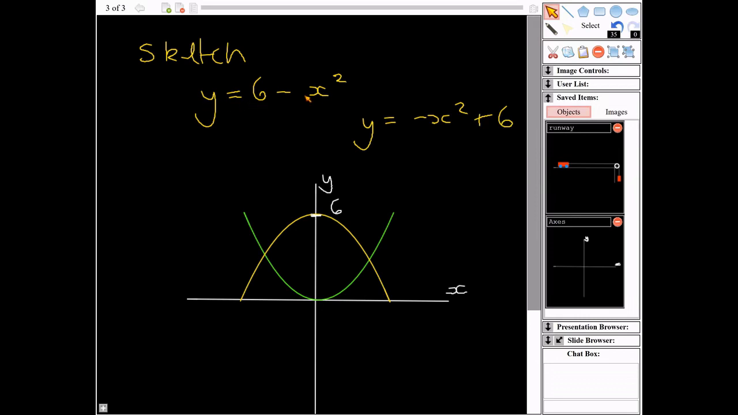So in this case here, the best thing to do is to rewrite it so it looks like something to do with x squared and then plus or minus something.